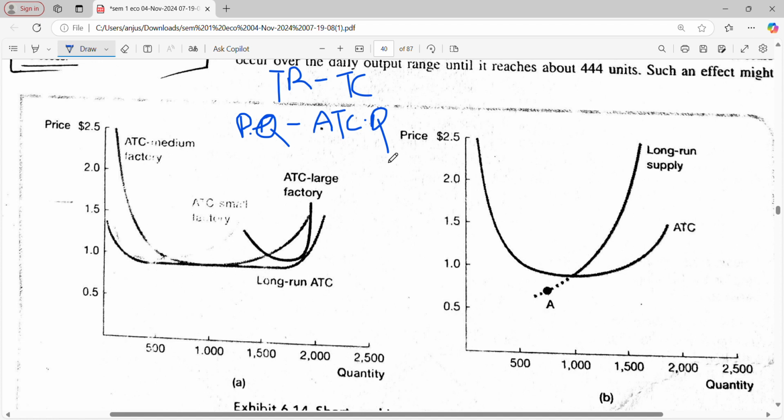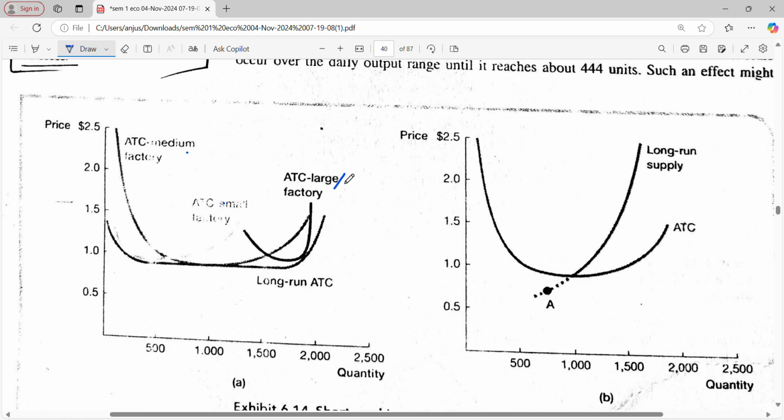So coming to this diagram, I'm just erasing all these things. Coming to this diagram, you can see here three curves. One is the average total cost curve of a small factory. This is small, this is medium, and this is large. So we are considering short run ATC curves, average total cost curves, for three different plant sizes. One is small, then medium, then large. So these are the short run curves, okay.